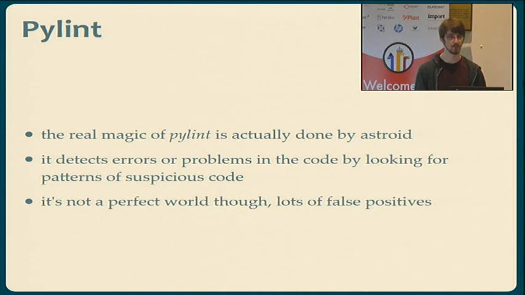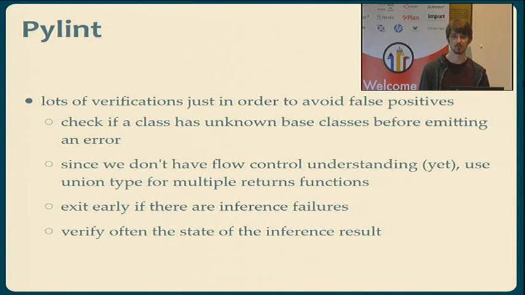The real magic of Pylint isn't actually done by Pylint itself. Pylint is just using Astroid, and it's just looking for patterns of errors in the AST. It just walks up the tree and tries to infer some nodes and checks what errors those nodes can hide. And it's not a perfect world. It has a lot of false positives, and some of you maybe are hating the tool for this.